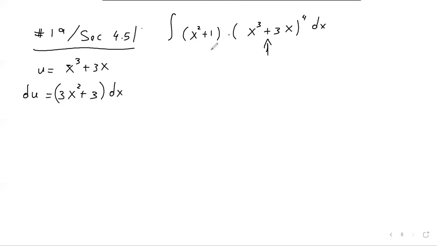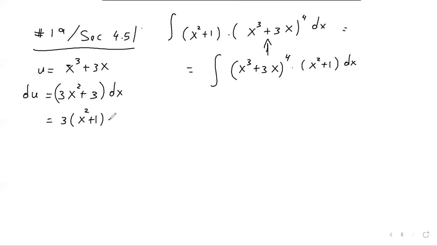Now, do I recognize a missing part? By the way, here I forgot to write this again. So x cubed plus 3x to the 4 times x squared plus 1 dx. So do we recognize this part here as the derivative? Yes, we do, because this is simply 3 times, if you factor, x squared plus 1 dx. So there's x squared plus 1 dx, the one here. So that's du, and we can say, you know what, x squared plus 1 dx is going to be 1/3 du.